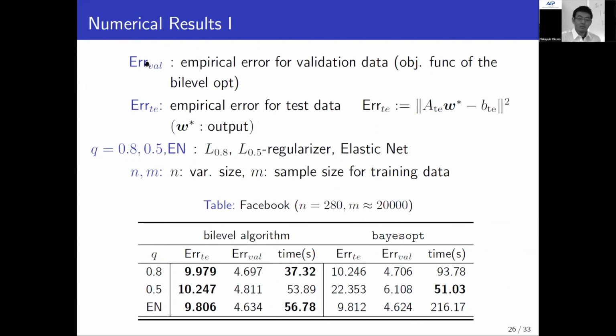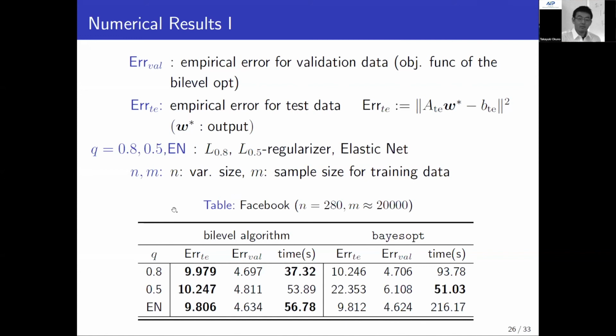Here, error bar is defined like this. Error bar is the error for the validation data, so this is the objective function of the bi-level optimization problem we consider here. Error test is for the test data and defined like this, and W asta is the output solution by our algorithm. This means the L0.8 and L0.5 regularizers, and also the elastic net regularizer, with Q set to 0.8. N is the variable size, and M is the sample size for training data.